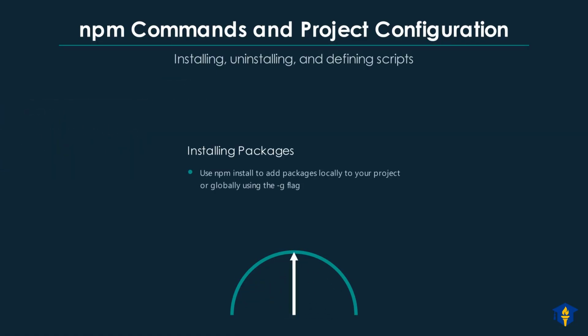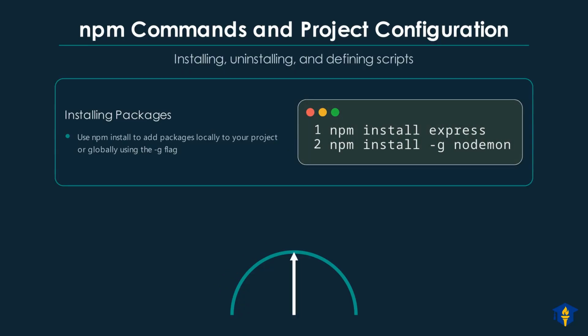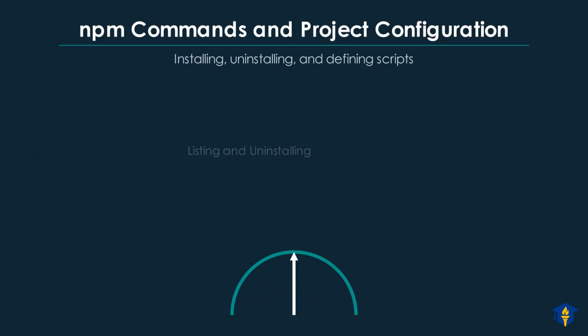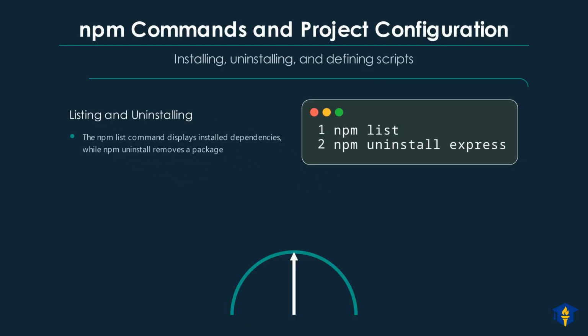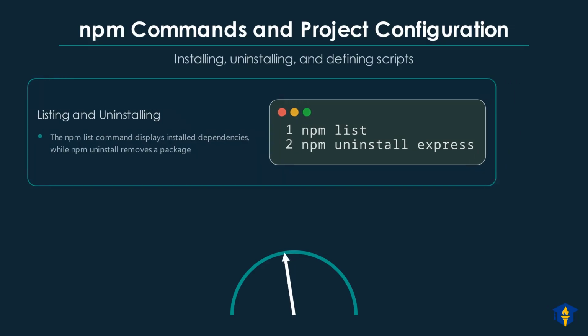To install packages, use npm install for local dependencies or npm install -g for global tools. You can install specific packages locally with npm install express or globally with npm install -g nodemon. This allows you to add necessary packages like Express to your project and global tools like nodemon. You can list installed packages using npm list and remove them with npm uninstall followed by the package name. The npm list command shows all installed dependencies, and npm uninstall express removes a specific package. These commands allow you to view your current dependencies and efficiently remove packages you no longer need.